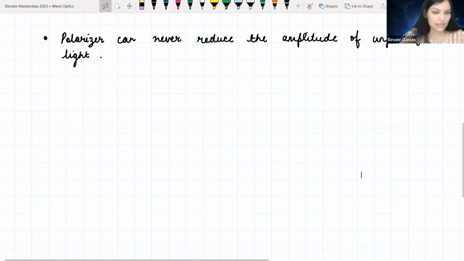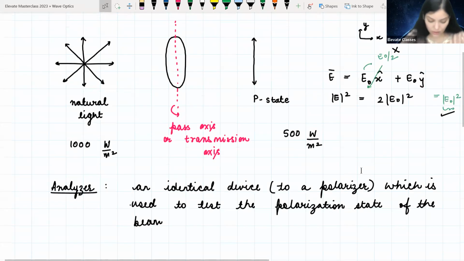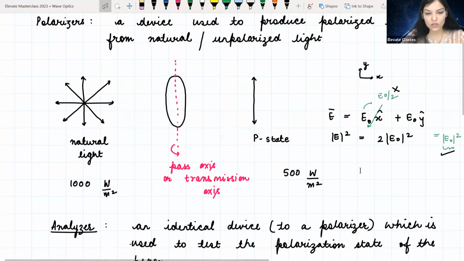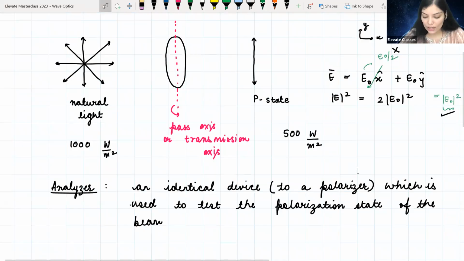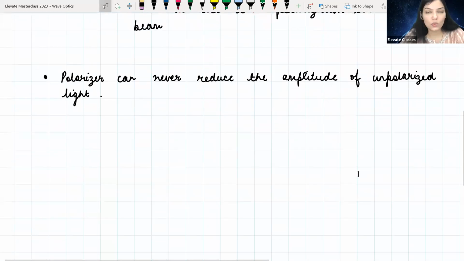So what was I discussing? Yes, so we have to do Malus law now. So what did we do just now? We took the natural light and converted it into one P state. Now I want to analyze what polarization this is. So I want to find out the polarization state of this light. So what I will do is use an analyzer. Let us try that.